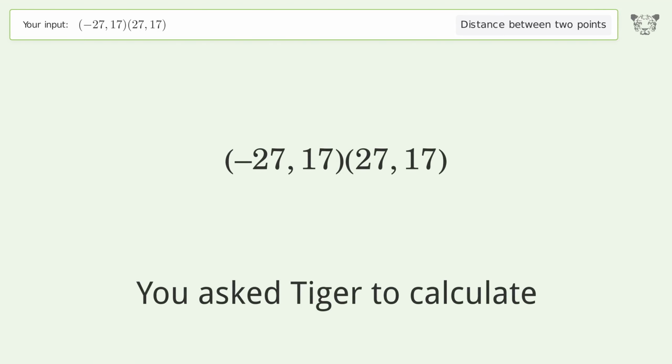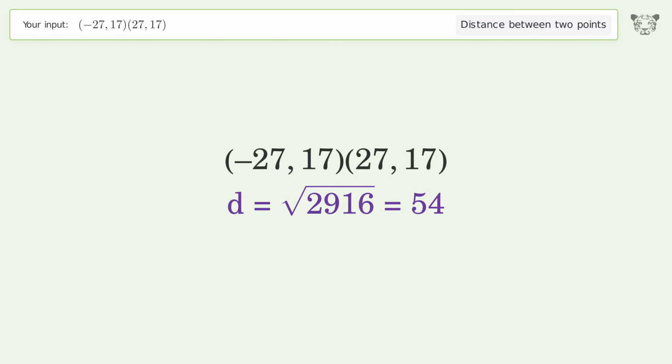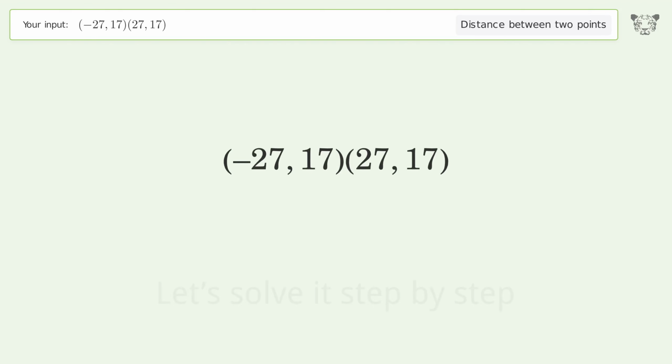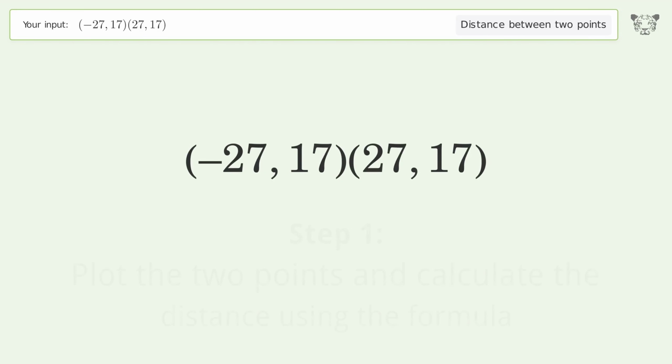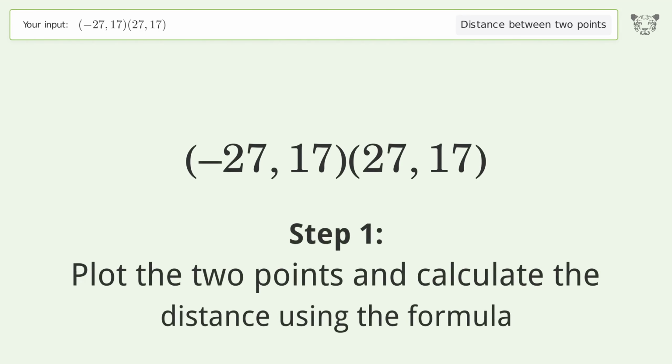You ask Tiger to calculate. This deals with the distance between 2 points. The distance between the 2 points is the square root of 2,916, or 54. Let's solve it step by step. Plot the 2 points and calculate the distance using the formula.